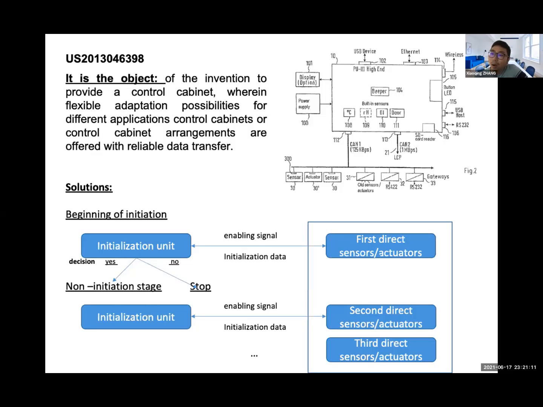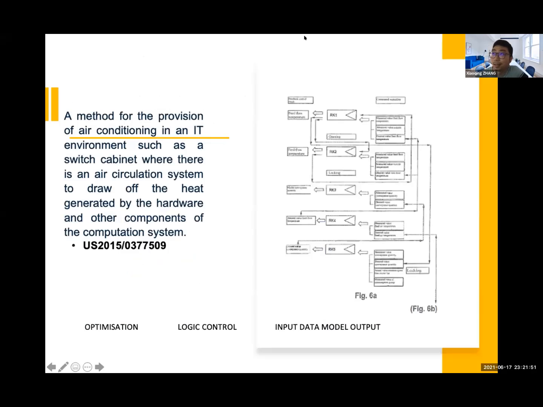So when all the criteria are met, it will give the decision yes to start the non-initialization stage, and it will repeat the same logic once again by sending the enabling signal and getting back the initialization data and storing it to actuate the other functions of the cabinet. To summarize, the overall setup is to provide online monitoring of the whole system of the cabinet. Then I give the floor to Erica to continue with the third patent.